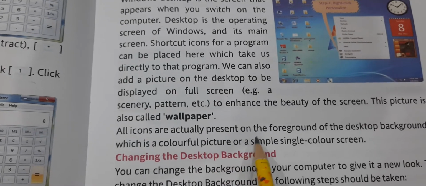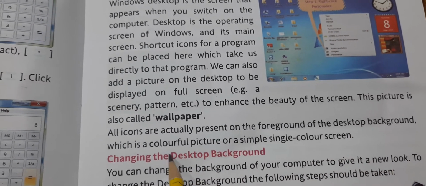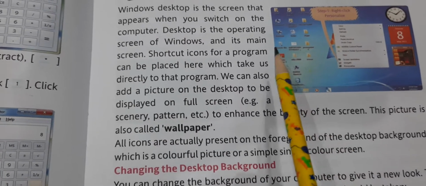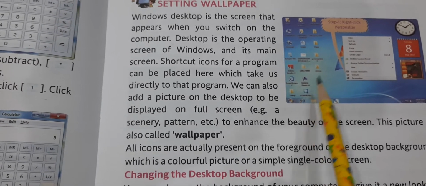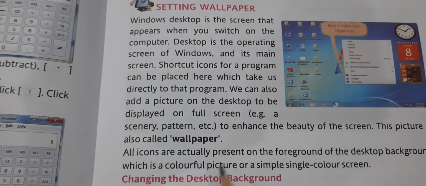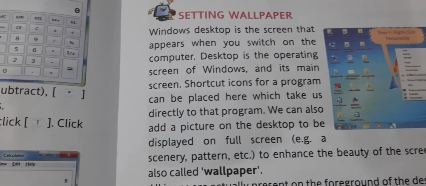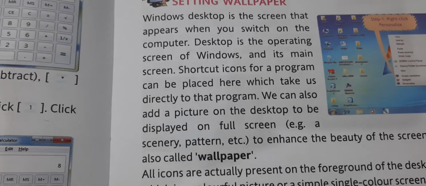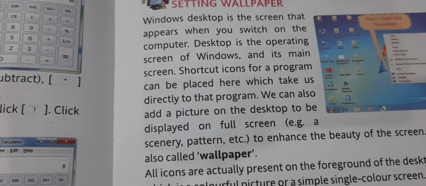All icons are actually present on the foreground of the desktop background, which is a colorful picture or a simple single color screen. Means these icons are like foreground, and this is the background of it. How can you understand? Like if you are sitting on a chair, okay, so you are sitting in the foreground, means in front, and the back of the chair or the wall is the background.